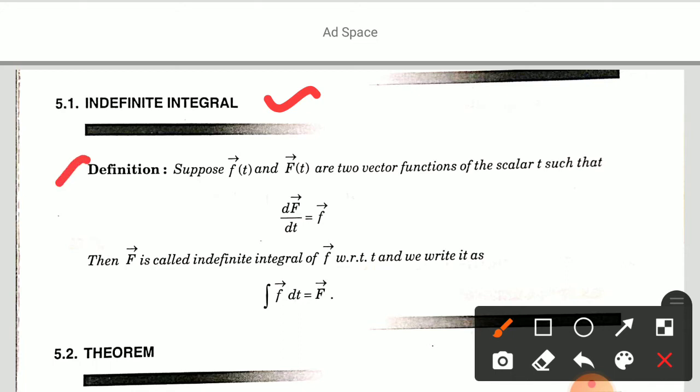For the definition, suppose small f(t) and capital F(t) are two vector functions of the scalar t such that the derivative of capital F with respect to t is equal to small f. Then capital F is called the indefinite integral of f with respect to t, and we write it as integration of f dt is equal to capital F.